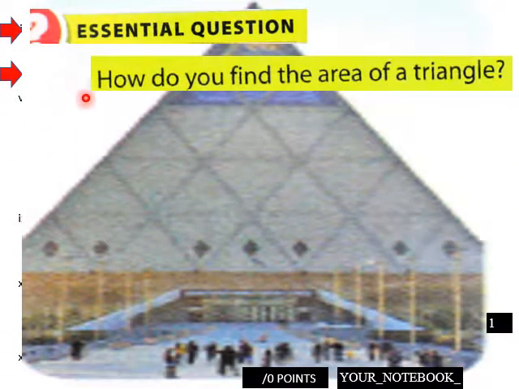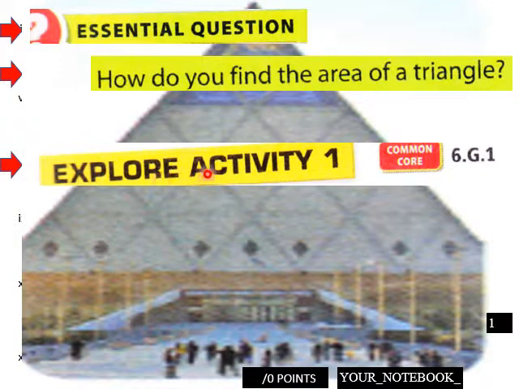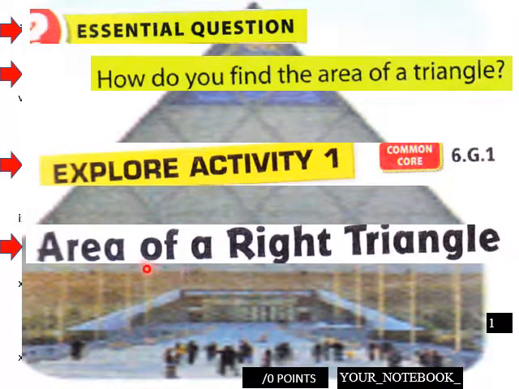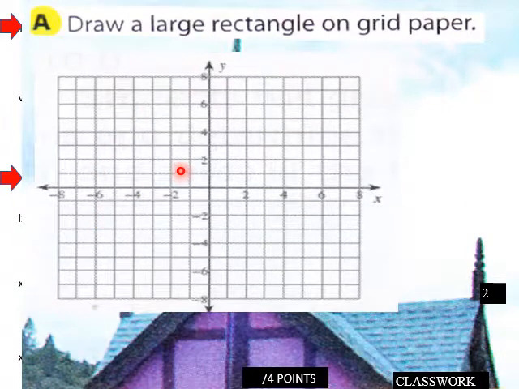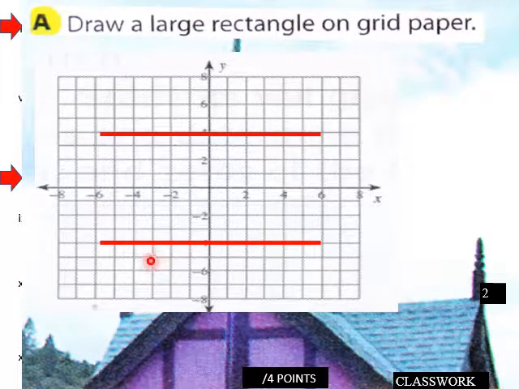Essential question: how do you find the area of a triangle? And our explore activity will be area of a right triangle. So let's get right into this lesson. A, draw a large rectangle on grid paper. So here's our grid. Draw a large rectangle. We're going to draw it here between 6 and -6. And then down here, 6 and -6. And then here's our end pieces here. We're going to connect these two parallel lines here. There's our rectangle.